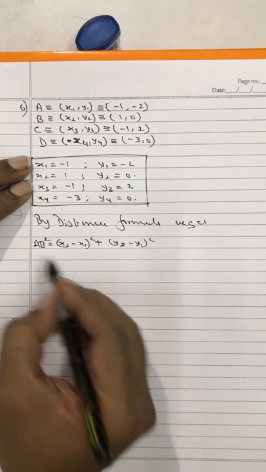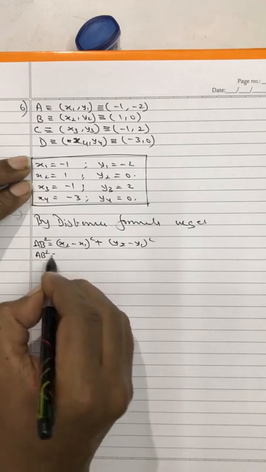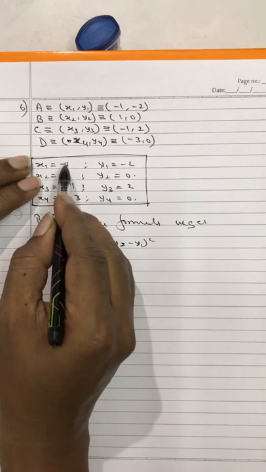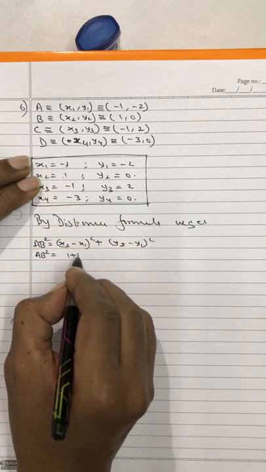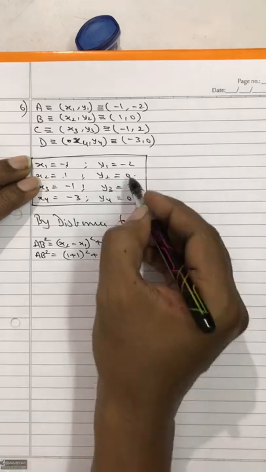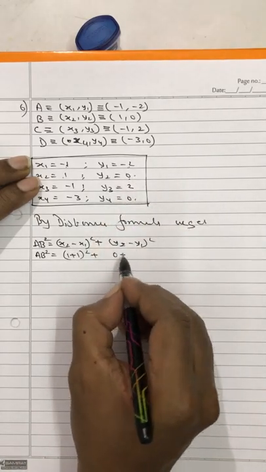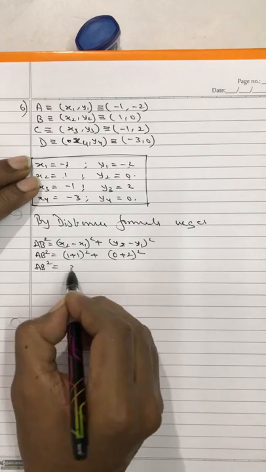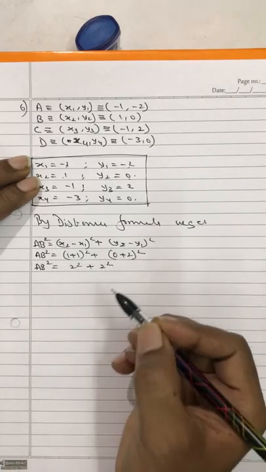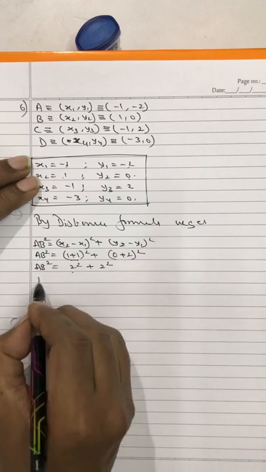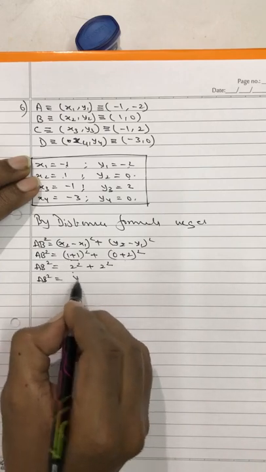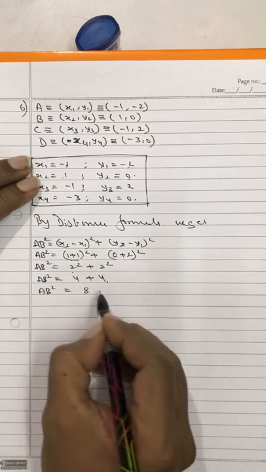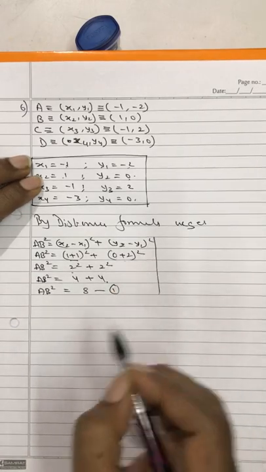Now, here you have to be careful. x2 minus x1 is 1 minus minus 1, 1 plus 1, okay? 0 minus minus 2 will be 0 plus 2 the whole square. So this will give you AB square is equal to 2 square plus 2 square, right? 1 plus 1 is 2, 0 plus 2 is 2. So AB square is equal to 4 plus 4. AB square is equal to 8. This is what you have got about AB.